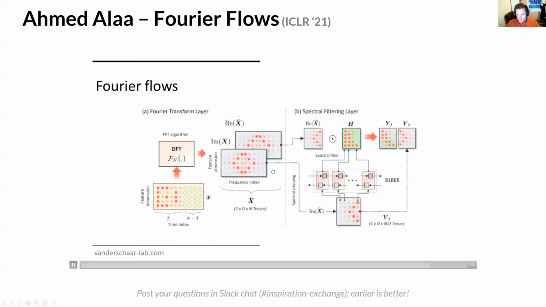And this is a data dependent layer. So depending on the data observed, we use an RNN to create a filter that's multiplied by the frequency domain signal in the frequency domain, which corresponds to convolution in the time domain. And then because the Fourier transform is invertible and this spectral filtering step is invertible through division, we can recover the time domain signal again.